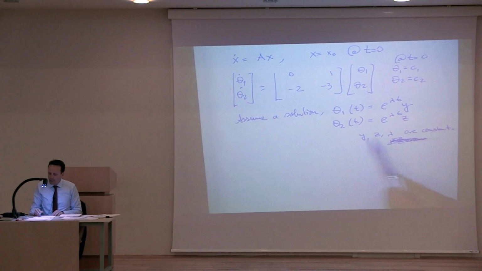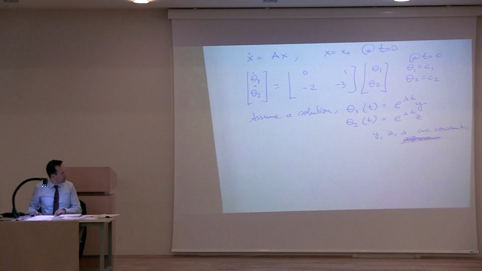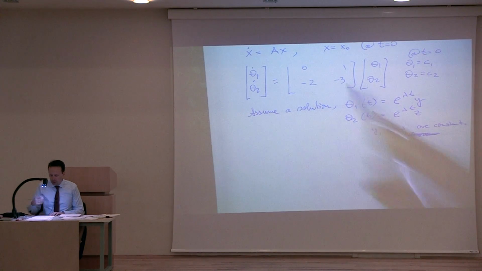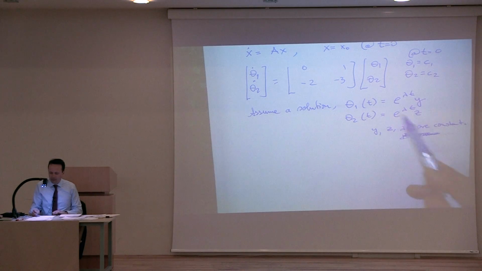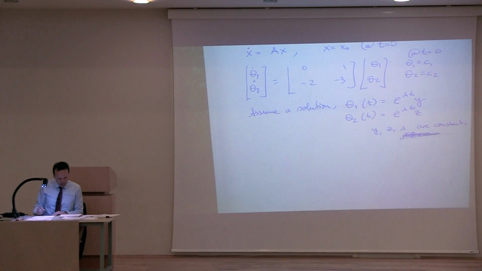So y, z, and lambda are constants. This is the solution I assume, and we are going to see if it works. Okay? The way we are going to do this is we're going to put this into these equations and see if it works. Of course, I chose them because I know the solution, but I'm just trying to show you something, right? Okay, so let's assume these things and put them into these equations.